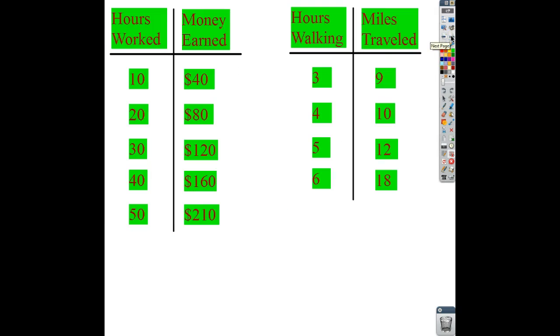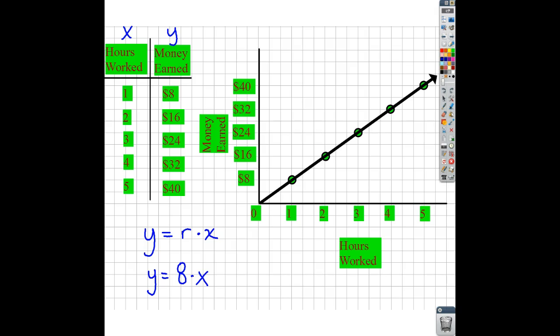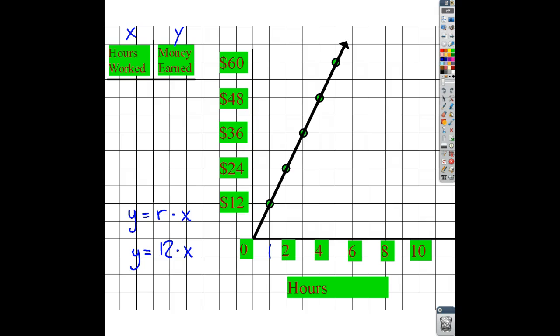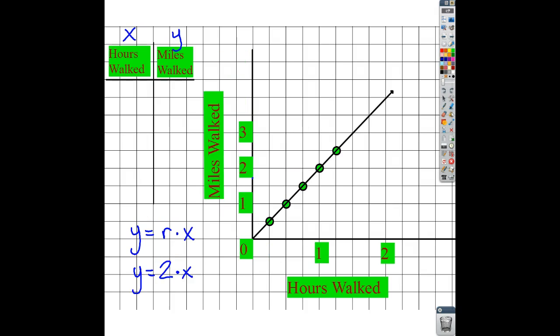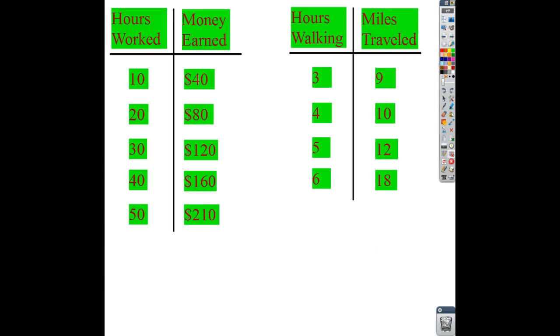Next, I've got hours worked and money earned. Let's do the first one, the one on the left there. First, what we need to look at is: is this a proportion? All the previous ones were easy to tell that they were proportions. The first one here, proportion. It's a straight line. It goes through 0. Proportion. It's a straight line. It goes through 0. Proportion. It's a straight line. It goes through 0. Now this one, I don't know.